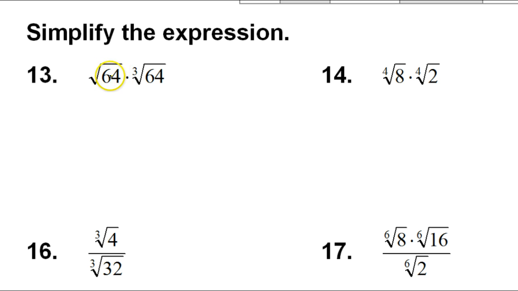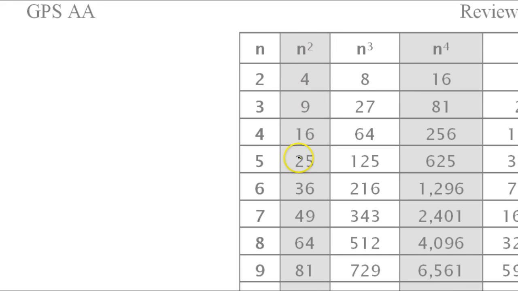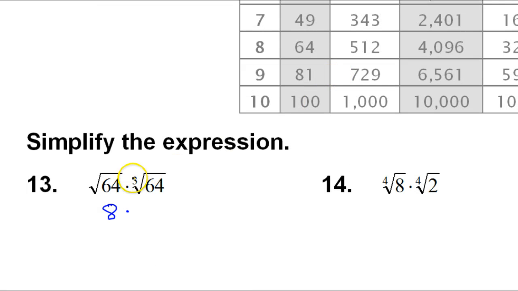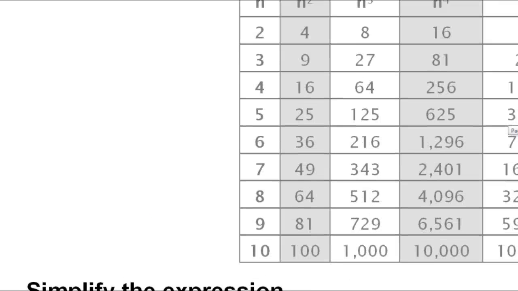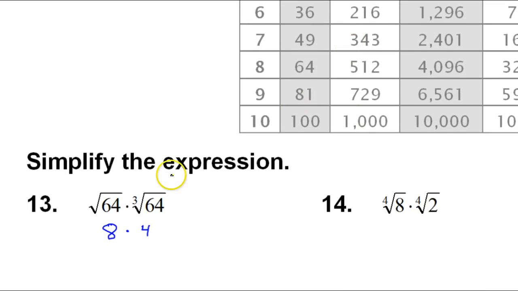So the square root of 64 is 8. Okay, and if you need the chart, use it. The cube root of 64 is 4. Again, the cube root of 64 is 4. So it's really just 8 times 4, which is 32. That is the quickest way to do number 13.